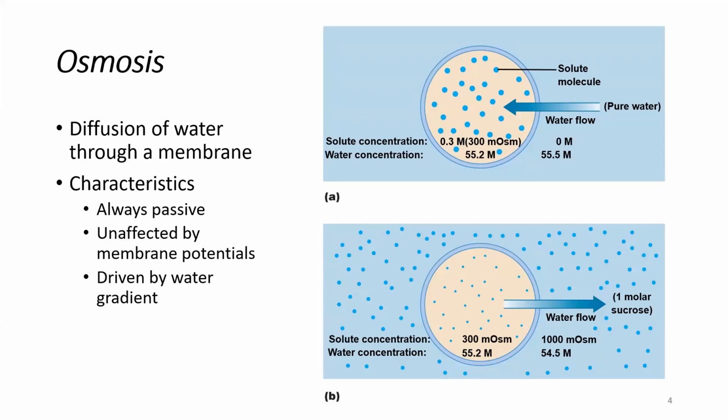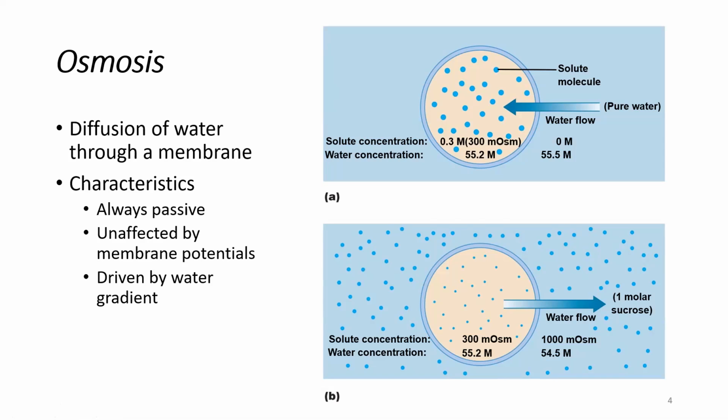And so if you look at these two scenarios here, we've got a solute concentration of 0.3 moles, meaning that 300 milliosmoles are dissolved in this solution. So that gives us a water concentration inside the cell of 55.2 molar, okay? Outside the cell, we have 0 solute concentration and then 55.5 water concentration. And so what we see is that this creates a gradient for water.